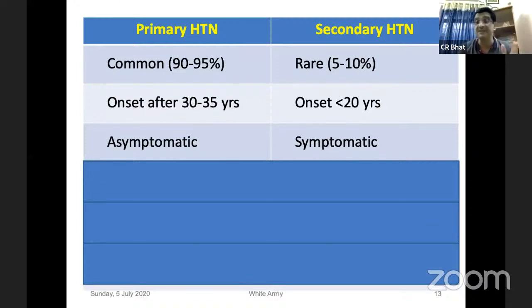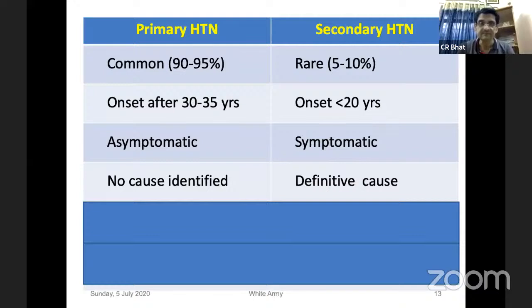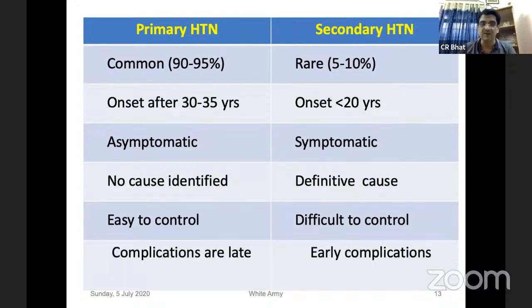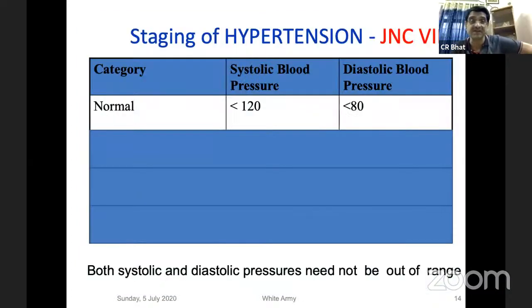Primary hypertension patients remain asymptomatic. So 90% of patients remain asymptomatic, whereas secondary hypertension will most likely be symptomatic. There is no definitive cause for primary hypertension, and it is easy to control, whereas secondary hypertension has a definitive cause and is very difficult to control. The complications are relatively late in primary hypertension, whereas in secondary hypertension, because of the uncontrolled, persistently elevated or long-standing hypertension, the complications are early.